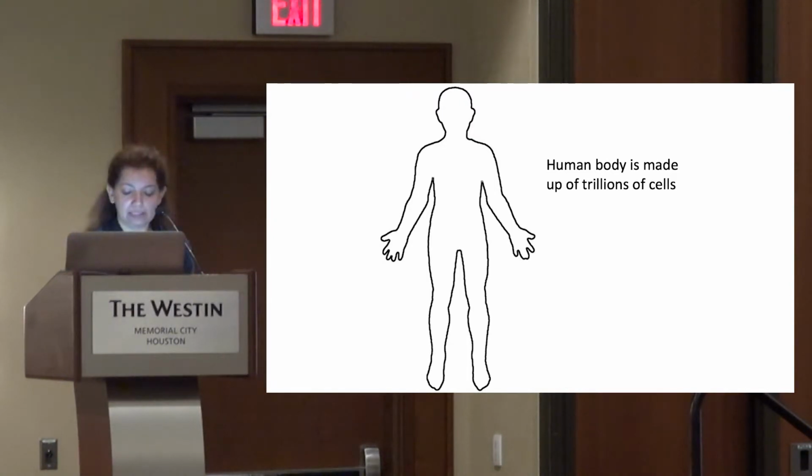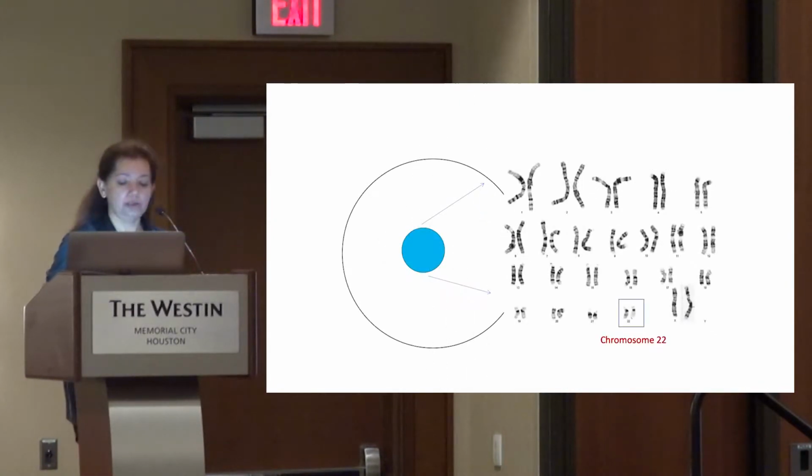If you take one cell, and this is one cell, the blue area indicates the nucleus that actually has our DNA in it. And then what is this DNA? It's all packaged in these 46 chromosomes. They come in pairs. One comes from mother, one comes from father.